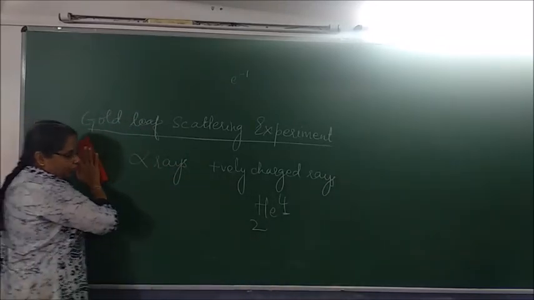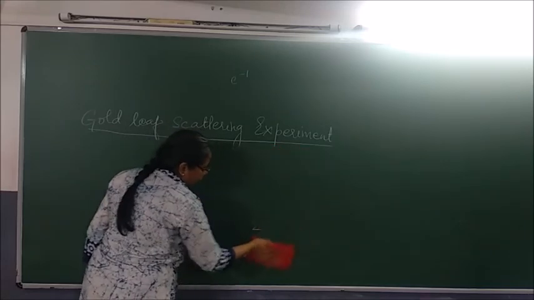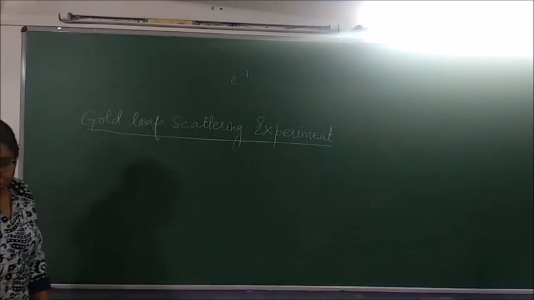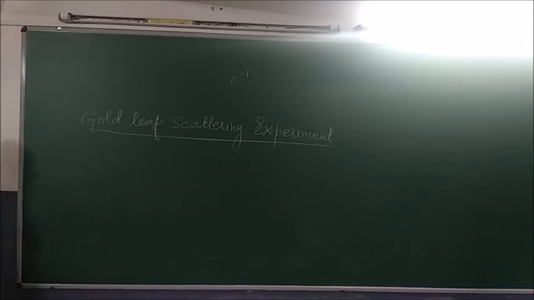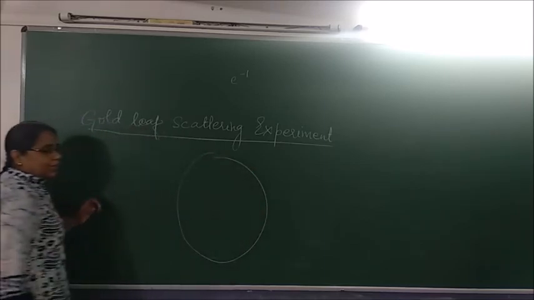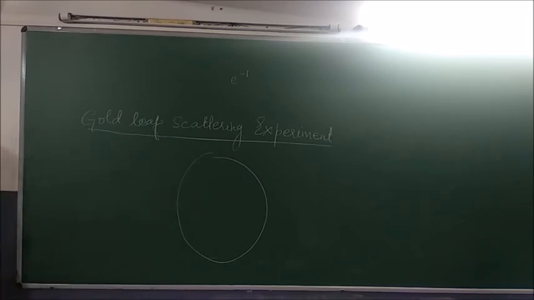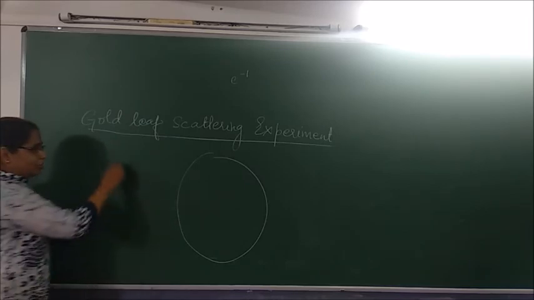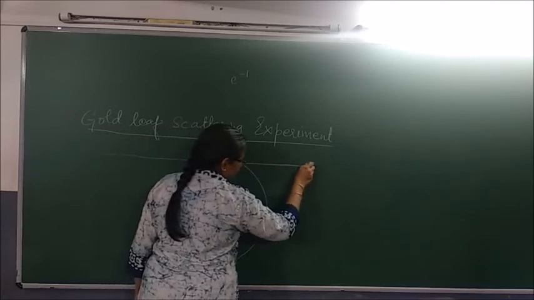Okay, so now back to what we were studying. We have to talk about Rutherford's model of atom. What did Rutherford do? He took the gold foil and bombarded it with a fast moving beam of alpha rays. Most of the alpha rays went straight.